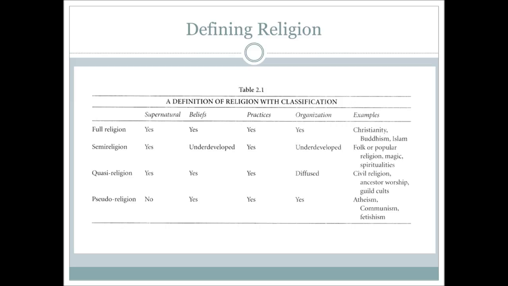Quasi-religions is where a lot of these different aspects are present, but there's no real organization that binds them all together, or maybe not discernibly so. We'll talk about civil religion a little bit more later, but a few of these other ones are really good. So, do any of you know what ancestor worship is?